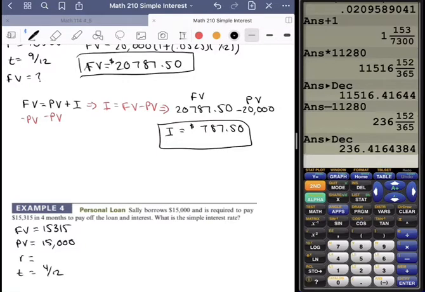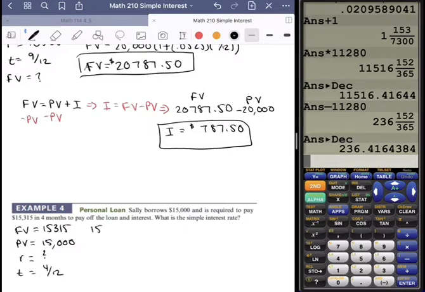Let's see if we have this right. Sally borrows 15,000, which is present value, and is required to pay 15,315, which is my future value. That's how much she has to pay. And time, we have 4 months, so it's 4 out of 12. What is the simple interest rate? So I'm listening for rates.